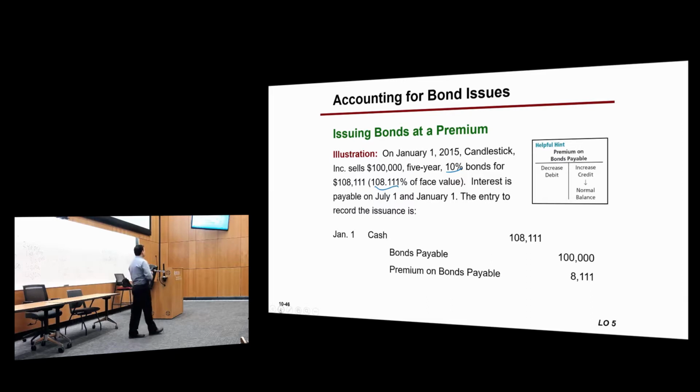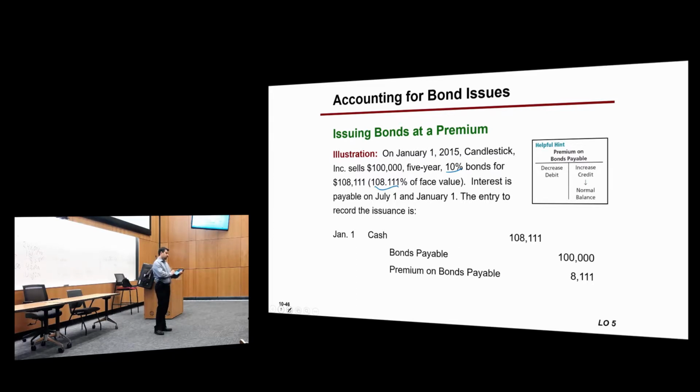Now, premium on bonds payable is an adjunct account. Don't need to know more about that at this point, so let's keep it at this. It simply is added to that liability. It will have a normal credit balance, unlike discount on bonds payable, which has a normal debit balance. So that one is a contra account.